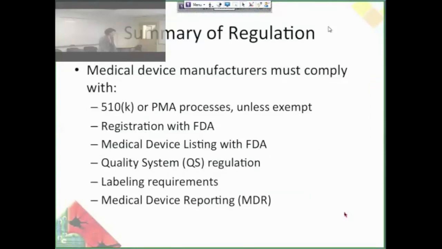Okay, so that is basically what you need to know about regulatory pathways. To summarize, you can go through either the 510K or the PMA process unless exempt. Every manufacturer has to register with the FDA, list their medical device. They have to go through quality system regulation. They're subject to labeling requirements, and they have to report any adverse events with their medical device.